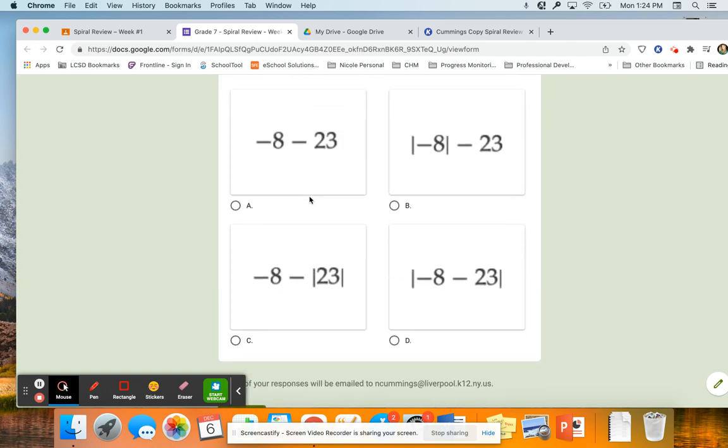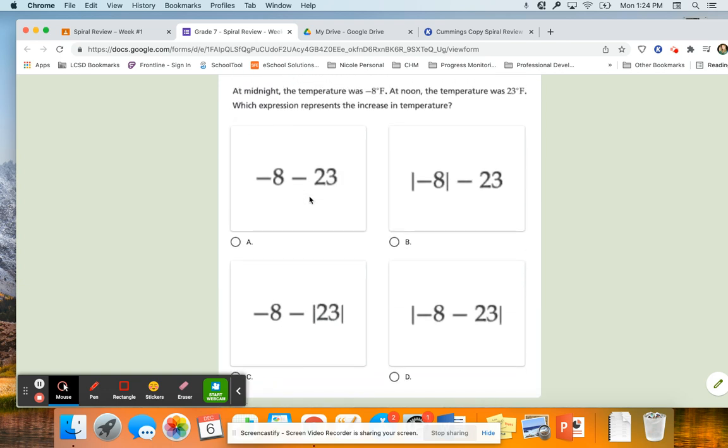Last question for the Google Form Spiral Review. At midnight, the temperature was negative 8 degrees. At noon, the temperature was 23 degrees. Which expression represents the increase in temperature? So how much total? I'm going to draw this for you. If we have a thermometer here, and let's just say here's 0.